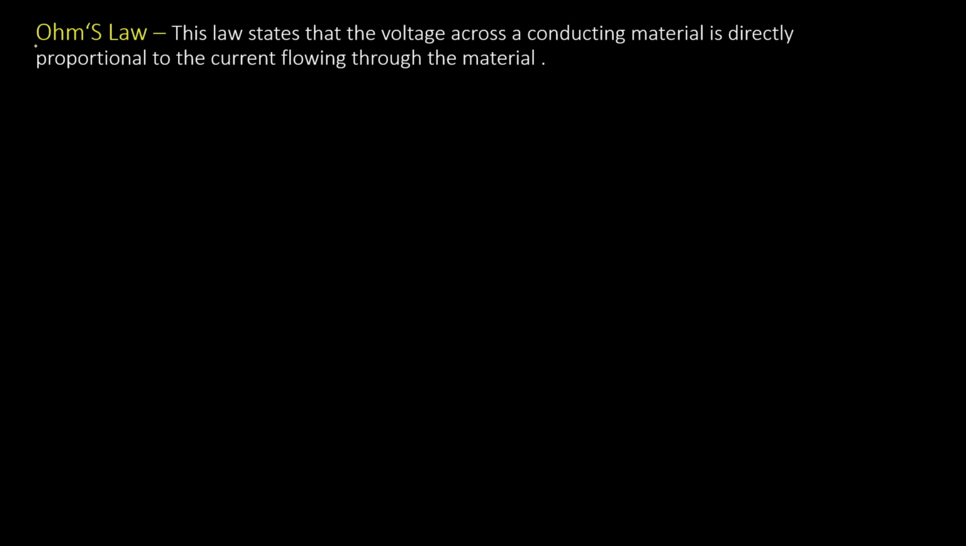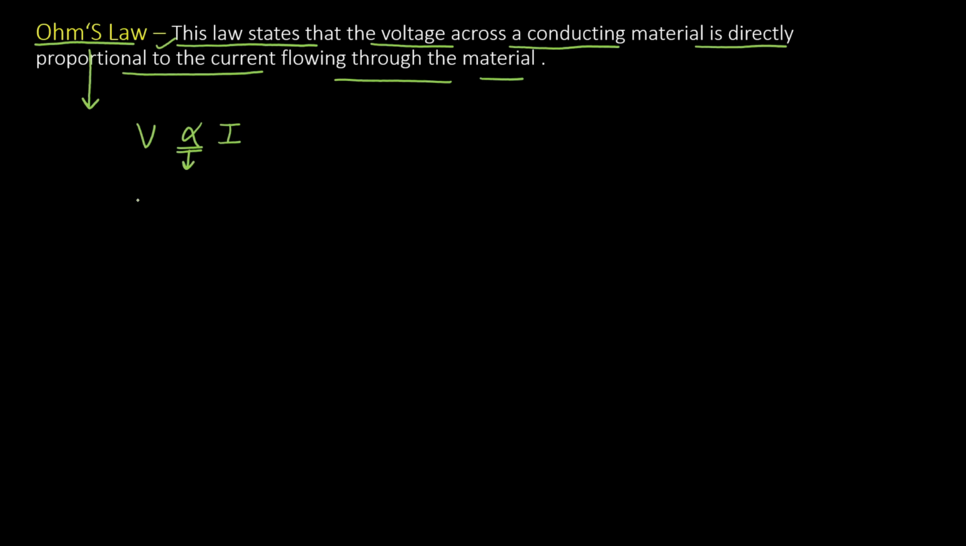In this lecture, we are going to learn about one important law, which is known as Ohm's law. Ohm's law states that the voltage across a conducting material is directly proportional to the current flowing through the material. So according to Ohm's law, V is directly proportional to I. If we remove the sign of proportionality, we get V equals R times I, where R is a constant, and this constant is known as resistance. This is an important formula and you need to remember it.